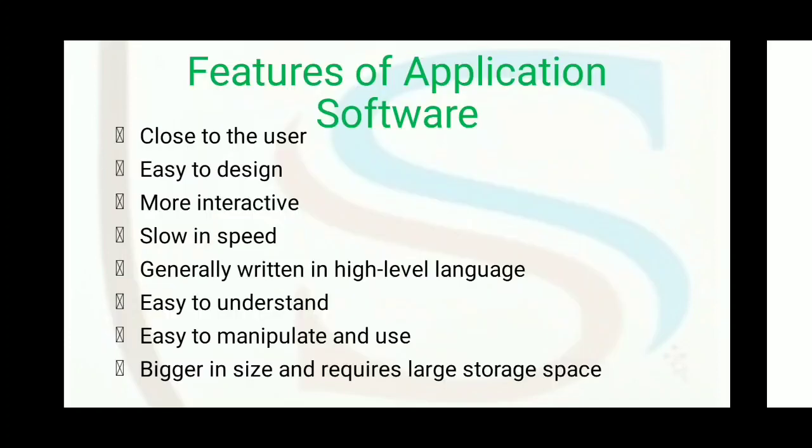Now we'll see what the features of application software are. This is close to the user. So application softwares are for the users. They are close to the users. As we studied, system software is close to the computer, so it is necessary for a computer. And application softwares are beneficial for us.